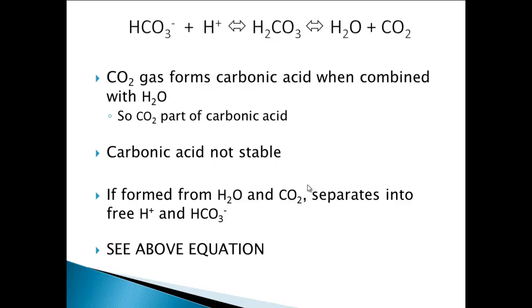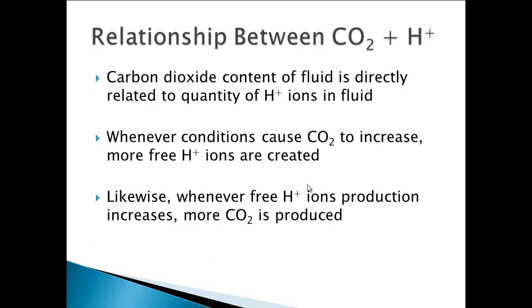So carbon dioxide is actually a part of that carbonic acid. Carbonic acid, on the other hand, is not very stable, and so it will separate very easily if it's formed from water and carbon dioxide. And again, looking at the above equation, which side has more determines which way the equation will go in chemistry. So there's obviously a relationship between carbon dioxide and the hydrogen ion. So it's directly related. Whenever carbon dioxide increases in the body, more free hydrogen ions are created. And likewise, when one or the other is produced in excess, the other one is too.